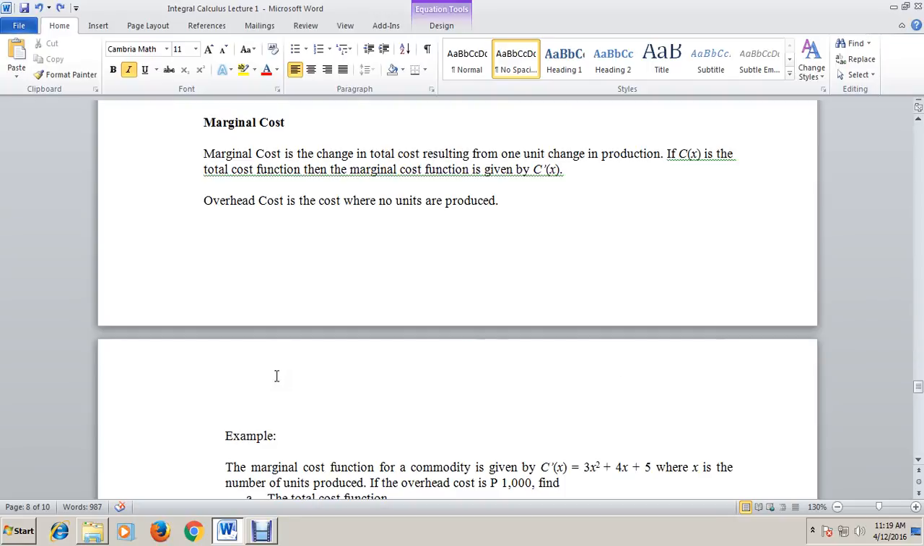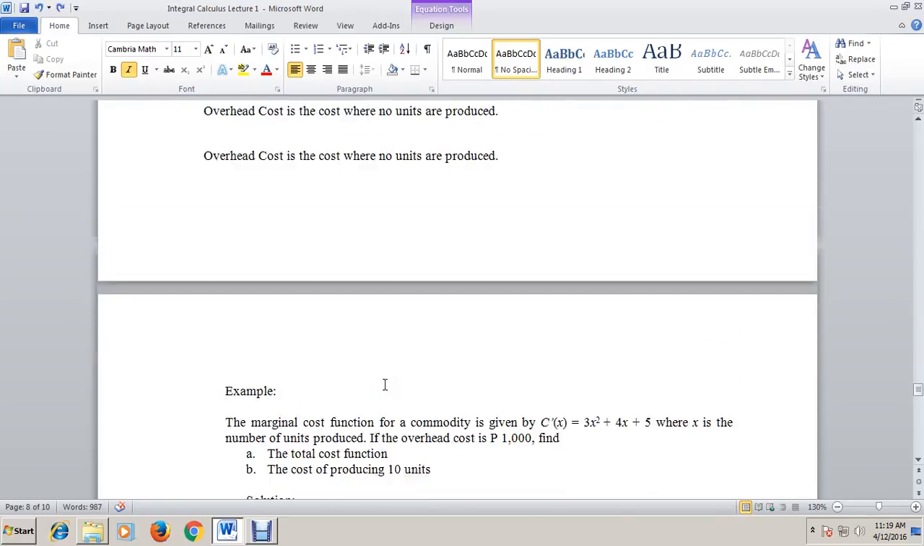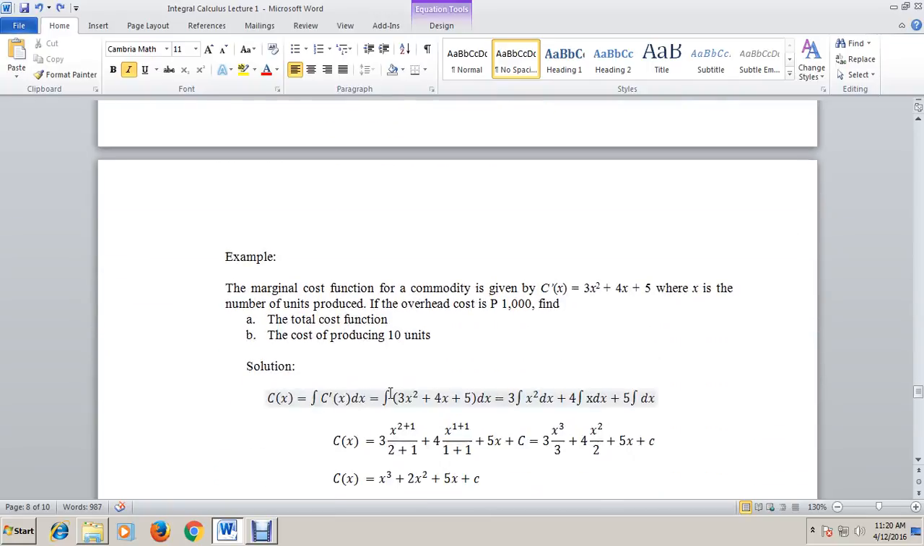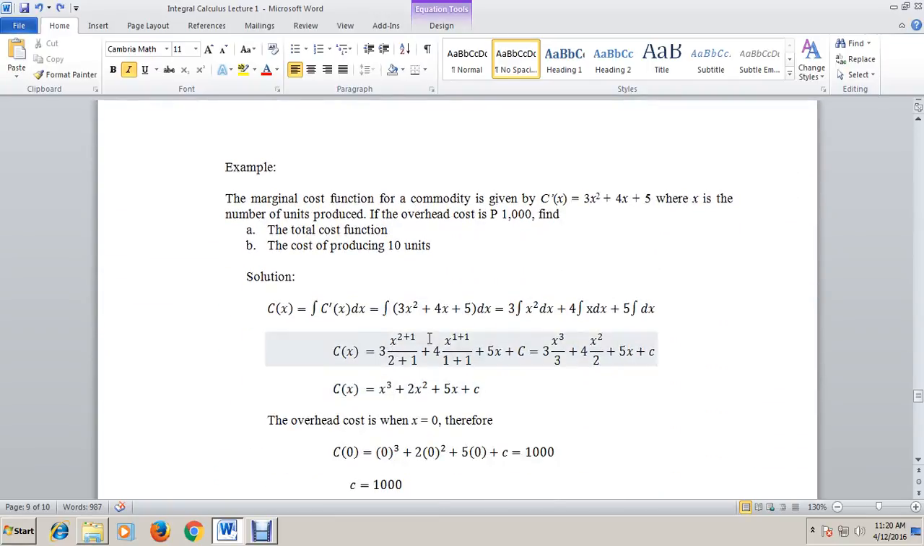The overhead cost is defined as the cost where no units are produced. Okay, so this is another application for the indefinite integral. Let's try to have an example for marginal cost. The marginal cost function for a commodity is given by c prime of x is equal to 3x squared plus 4x plus 5, where x is the number of units produced. If the overhead cost is 1,000 pesos, find letter A, the total cost function, letter B, the cost of producing 10 units.